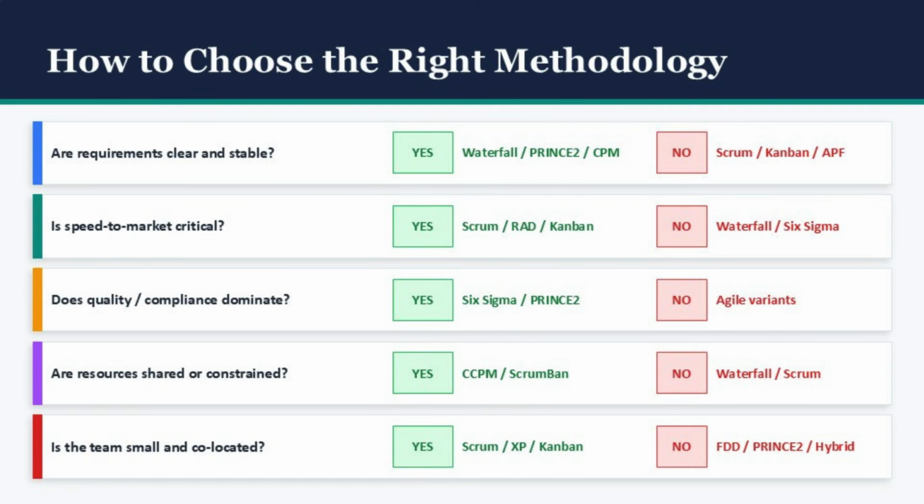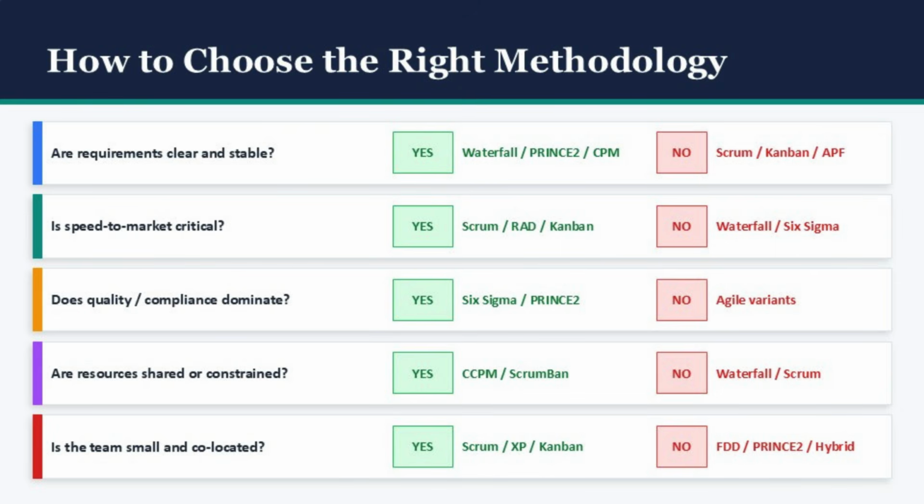Question 2. Is speed to market critical? If getting to users fast is paramount, Scrum, RAD, or Kanban give you the rapid iteration you need. If speed is less important than thoroughness, Waterfall or Six Sigma may serve you better. Question 3. Does quality or compliance dominate? A highly regulated environment, healthcare, finance, defense, points to Six Sigma or PRINCE2. If compliance isn't a constraint, Agile variants give you more freedom.